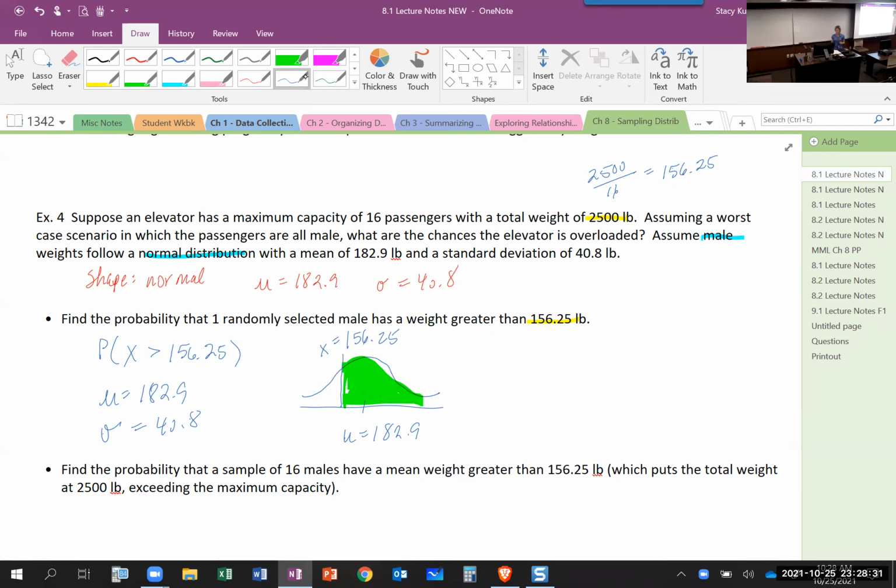You've got the calculators pulled up. What do you find? 0.7431. Does everybody agree that it's 0.7431? Yes? Everybody did it? So what does that mean? Somebody interpret that for me.